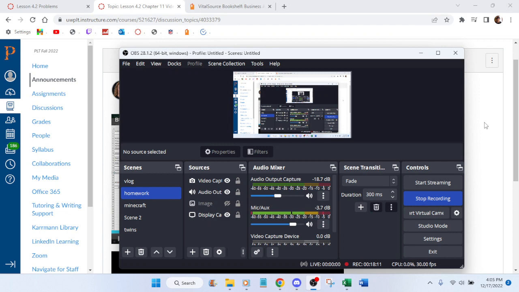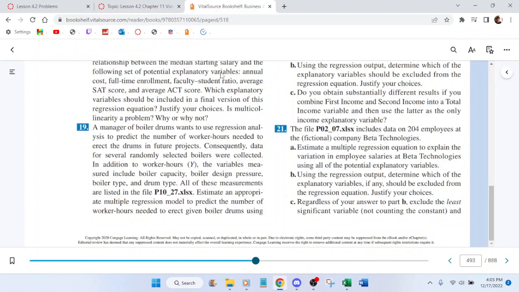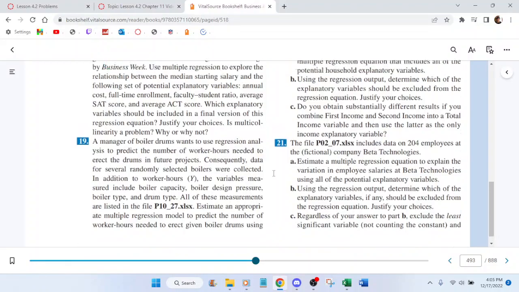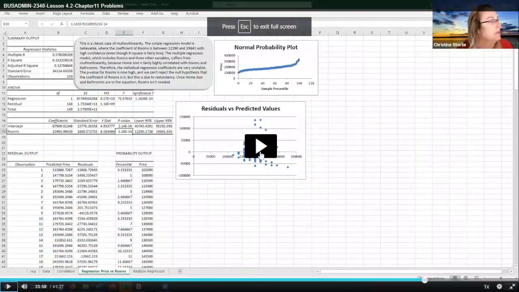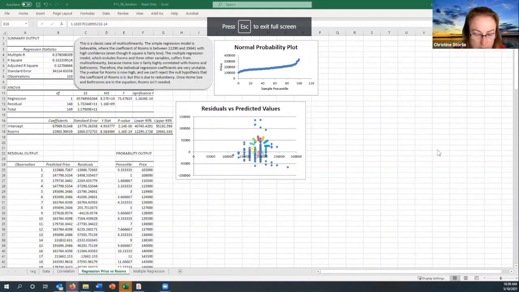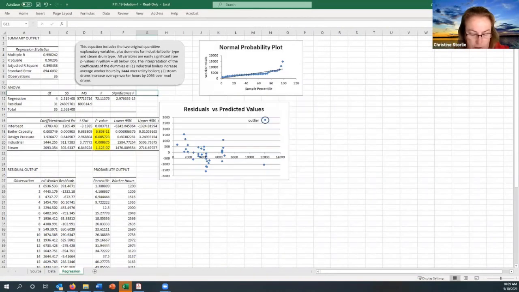Well, that was fun. My cube sucks. Time to do number 19, which should just be the same old thing I've been doing this whole time, but with the dummy variable, so hopefully I do that right. Boiler drums.